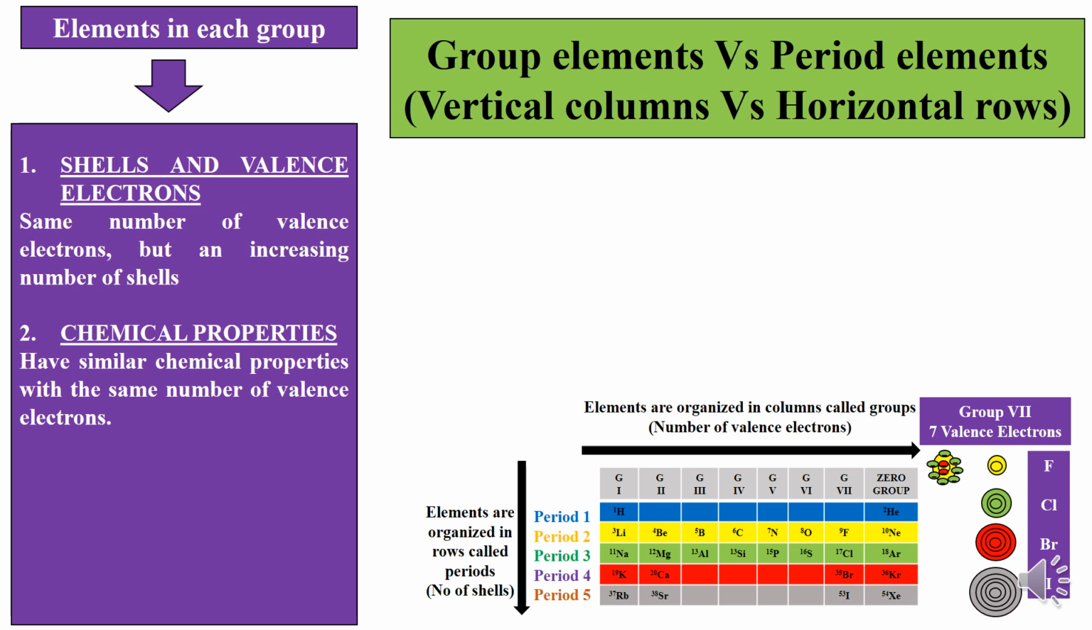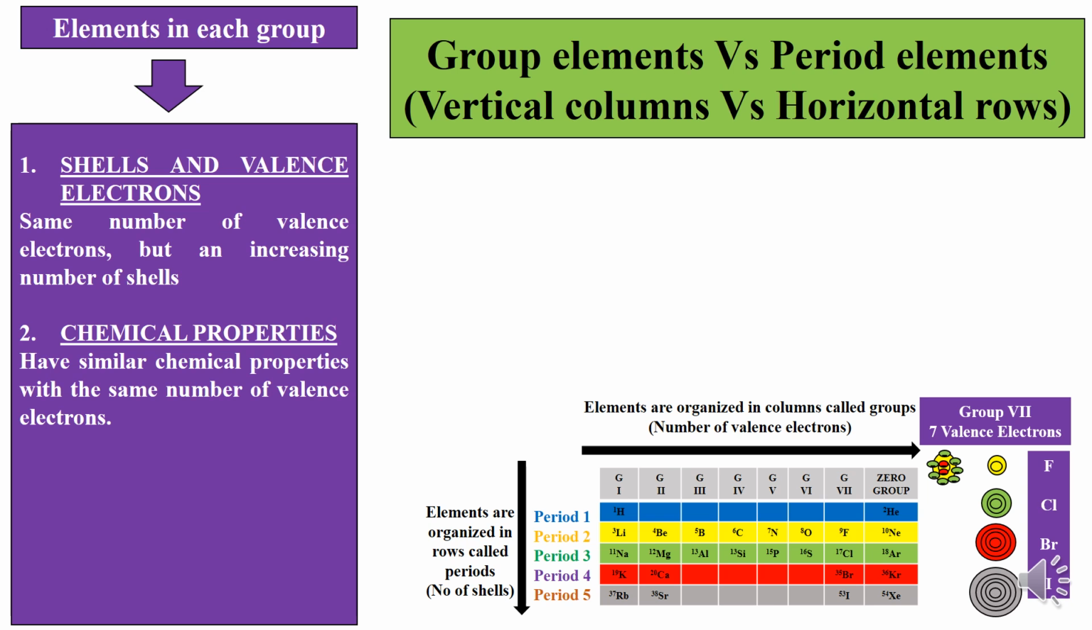And they act as oxidizing agents. So halogens belonging to group 7 act as oxidizing agents because they have the ability to accept an electron to complete the octet or the outermost valence shell.